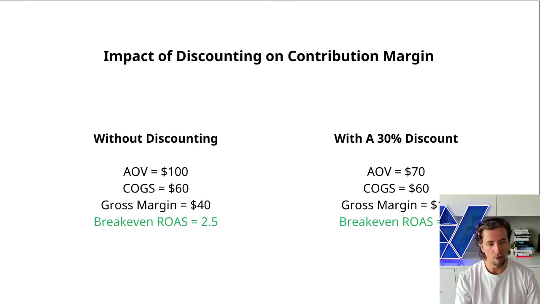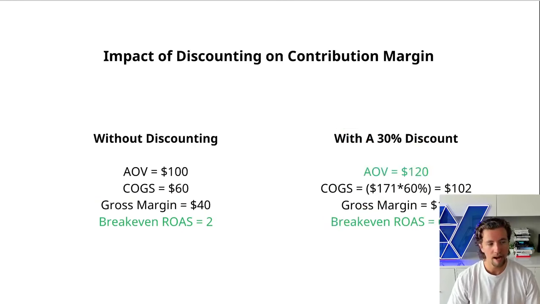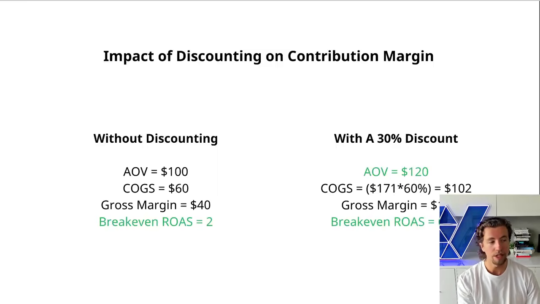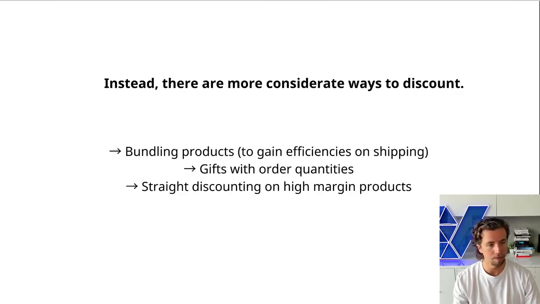Before, in this flawed model, we had a 7 break-even. Now we have a 6.66 break-even. It's really not much of an improvement. So it's really important that you're considering how you're discounting, so that you don't end up in a situation where you need to be achieving an 8, 9, 10 return on ad spend just to be profitable. Here's 3 considerate ways that you can approach discounting that's not going to have an impact on your bottom line.